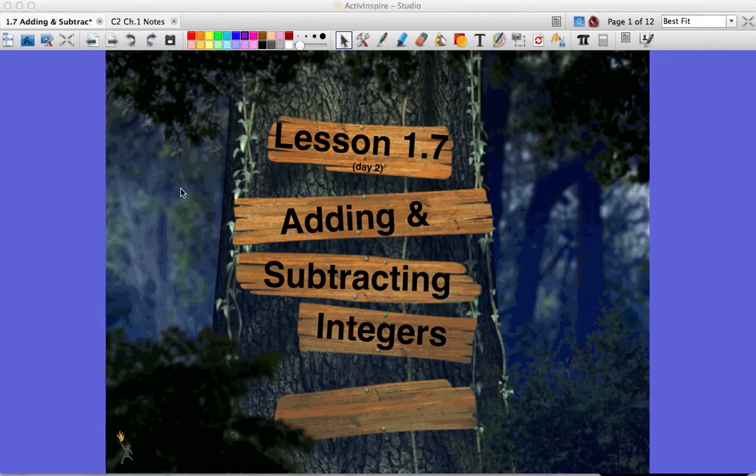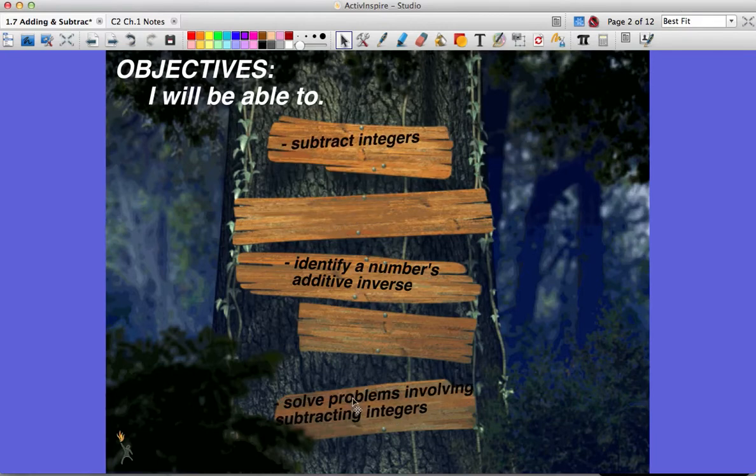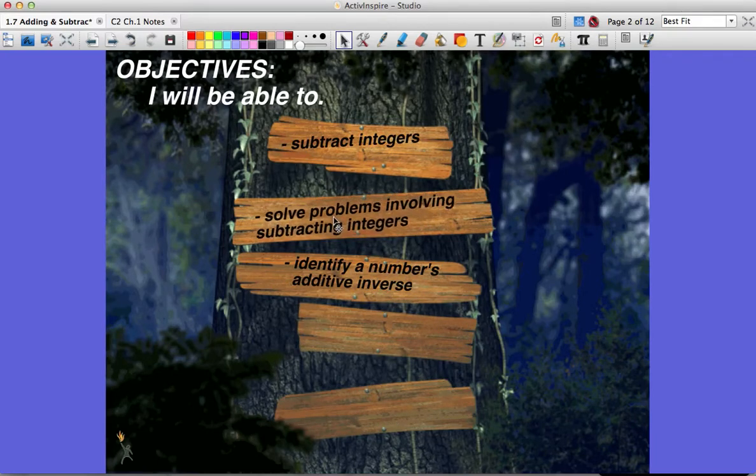Welcome to Lesson 1-7, Day 2, Adding and Subtracting Integers. Today we're going to be focused on subtracting integers. So one of the first things that we want to talk about are our objectives. Today we're going to be able to subtract integers, identify a number's additive inverse, and solve problems involving subtracting integers.